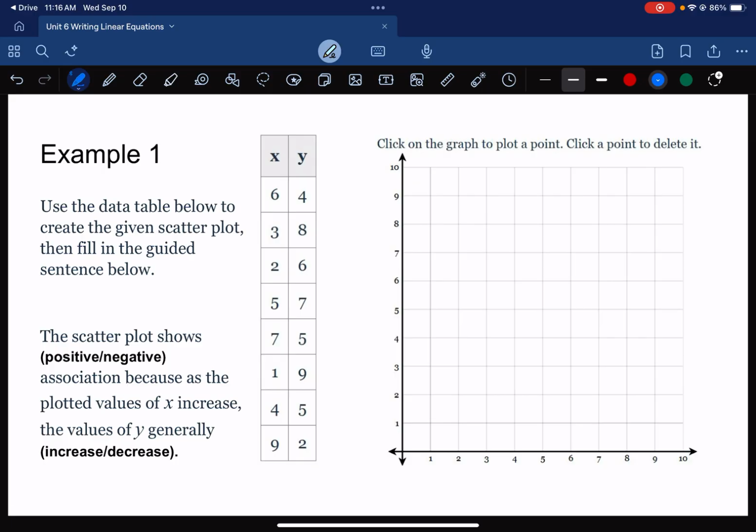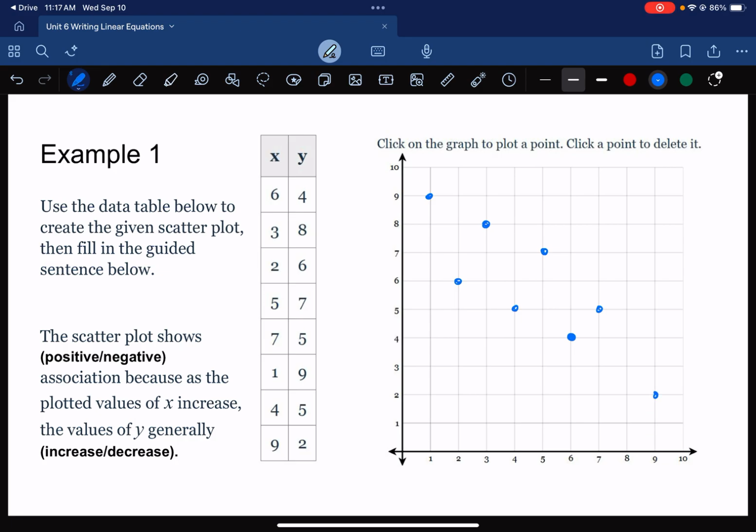So here, example one, you're going to make a scatter plot right now. Use the data below to create the given scatter plot, and then fill in the guided sentence below. So you're just going to plot these points: (6, 4), (3, 8), (2, 6), (5, 7), (7, 5), (1, 9), (4, 5), and (9, 2).